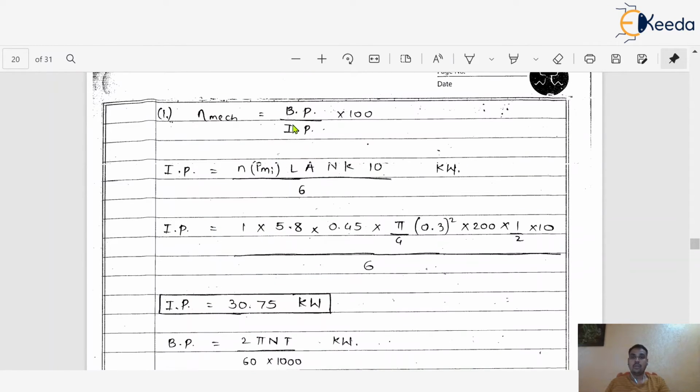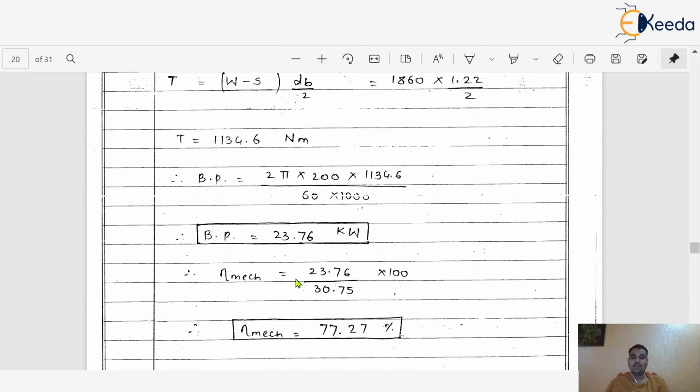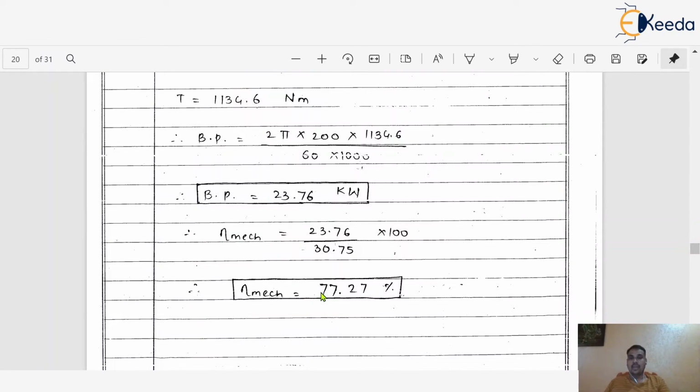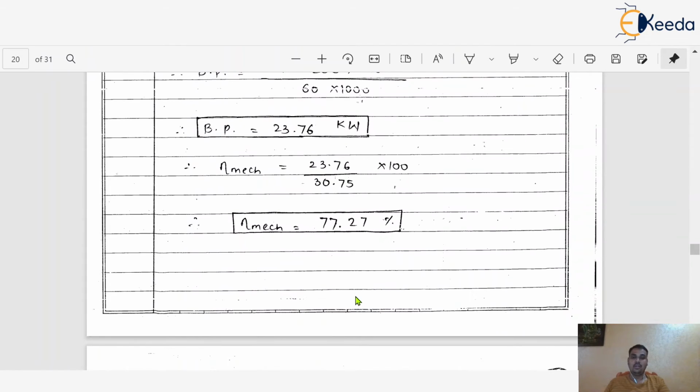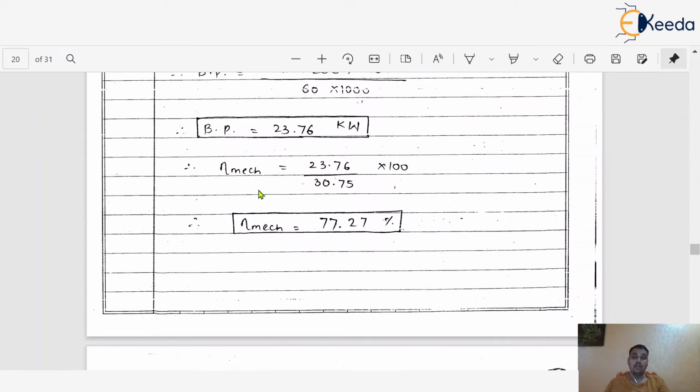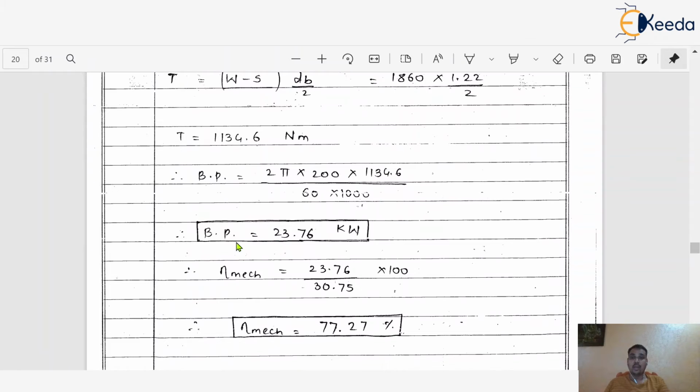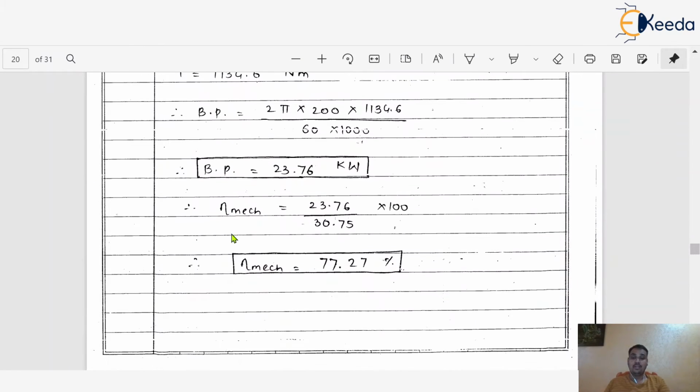So here we have the brake power and indicated power with us. Put both the values in the equation of mechanical efficiency, and we come to know the mechanical efficiency is equal to 77.27. So this is the first unknown. To calculate the mechanical efficiency, we have to calculate first the brake power as well as the indicated power.